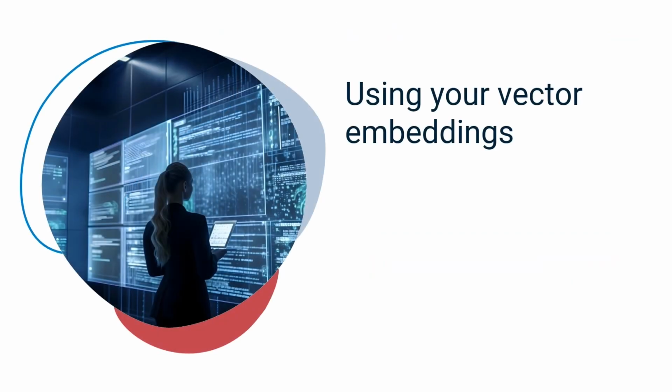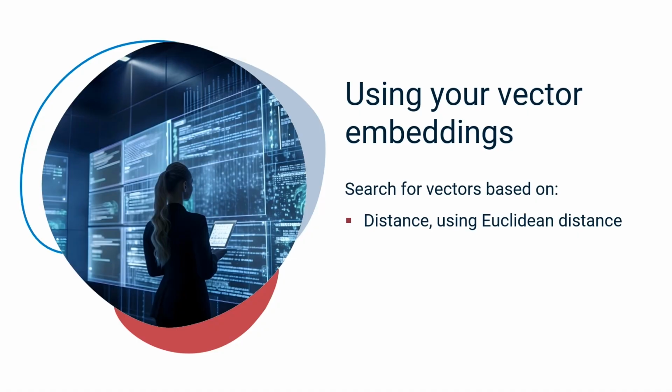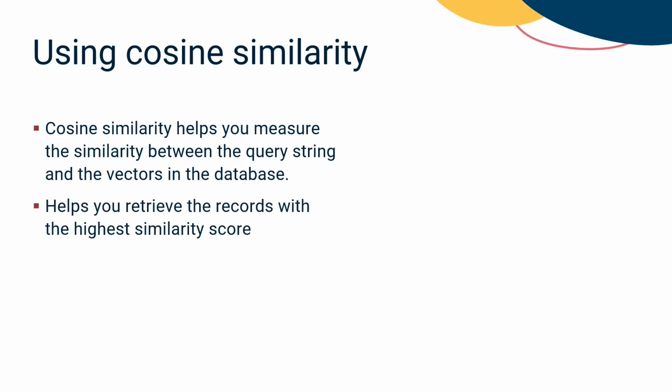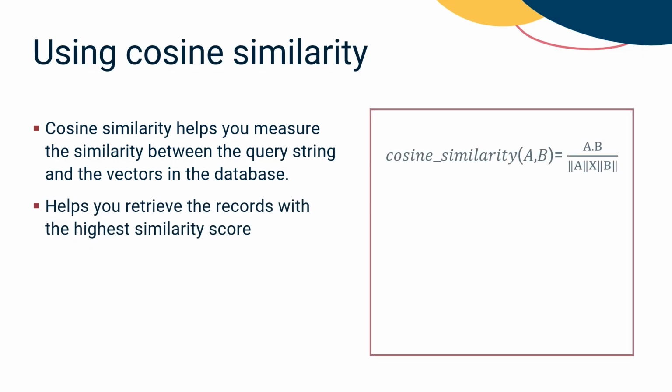After creating the embedding and adding your vector embeddings to a database, you can search for vectors based on the distance, such as Euclidean distance between the vectors, or using measures such as cosine similarity. Cosine similarity helps you measure the similarity between the query string and the vectors in the database, and ideally helps retrieve the records with the highest similarity score. The value ranges from 0 to 1, with 0 being the most dissimilar and 1 being the most similar.